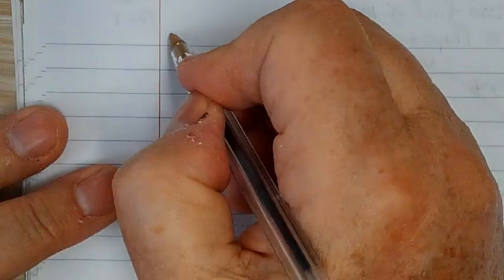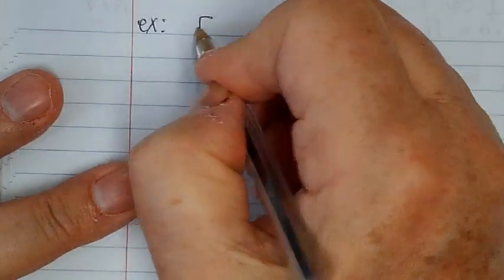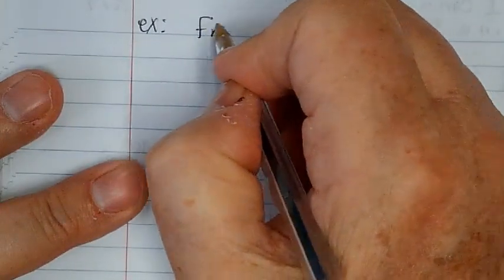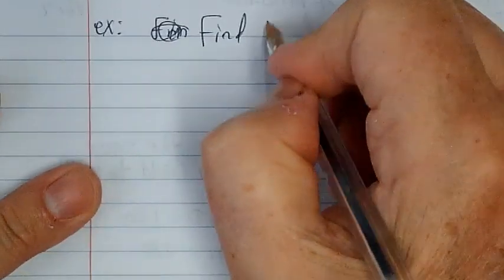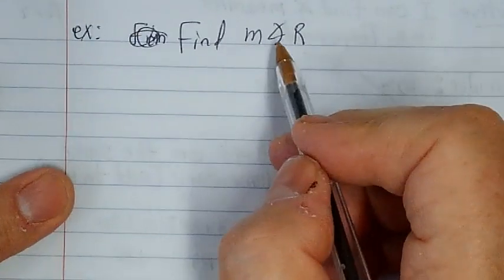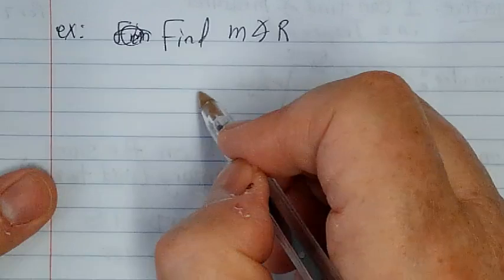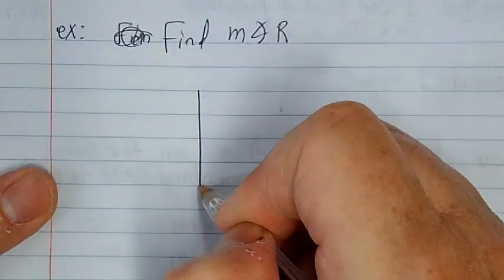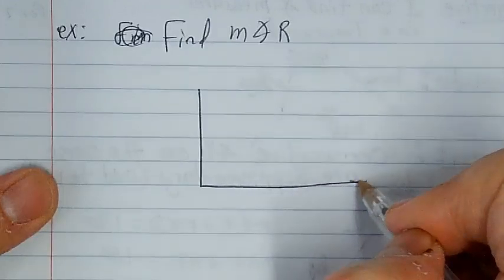So, example. Find this. What is it asking you to find? Measure, thank you, of angle R. And here's the diagram. I love copying because you've got to get used to copying, because on the test all the problems are on the computer, so you're going to want to copy this down on your scratch paper.